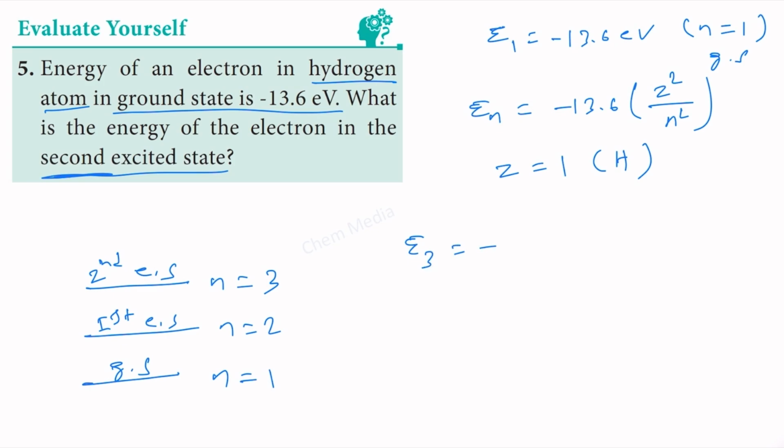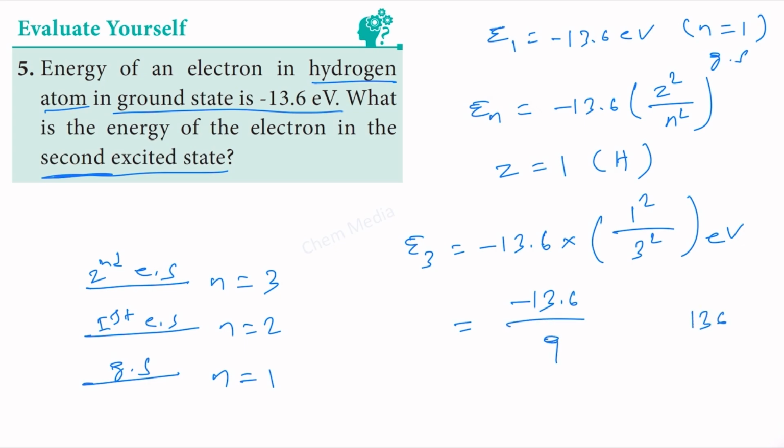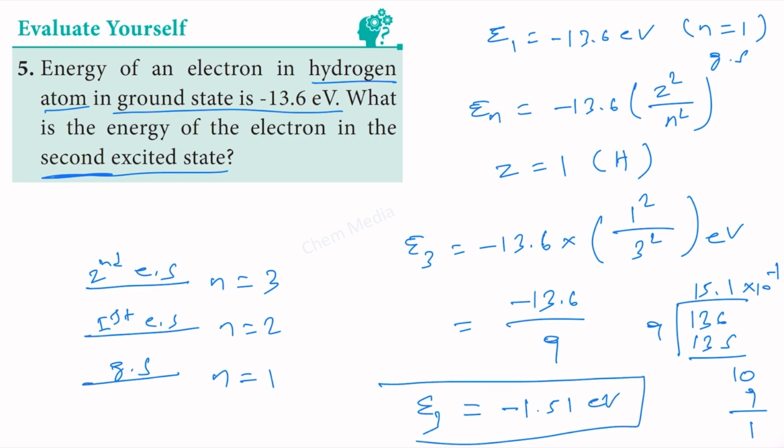E3 is equal to minus 13.6 times 1 square divided by 3 square eV. Therefore, this is equal to minus 13.6 divided by 9. So, if we keep it as 136, then 15 times 9 is 135, remaining 1 we can't divide. So, put a 0. So, 1 times 9 is 9. So, this will keep going, but we have to multiply with the 10 to the power minus 1. So, therefore, minus 1.51 eV. That's the correct answer. That's the energy of the electron in the second excited state.